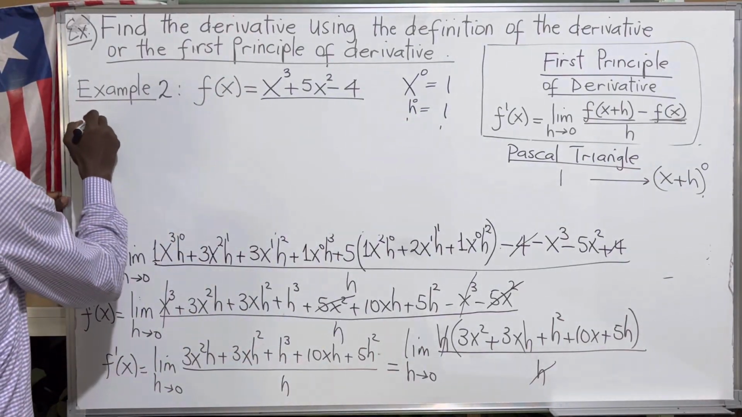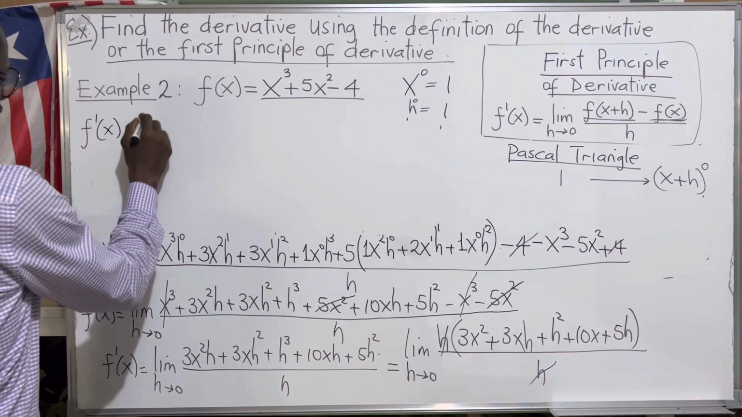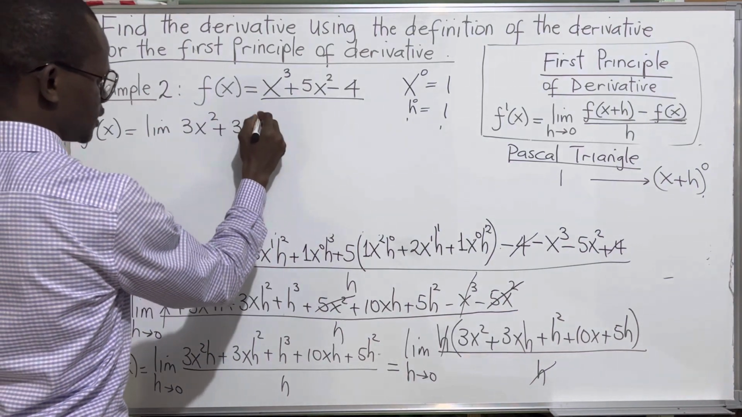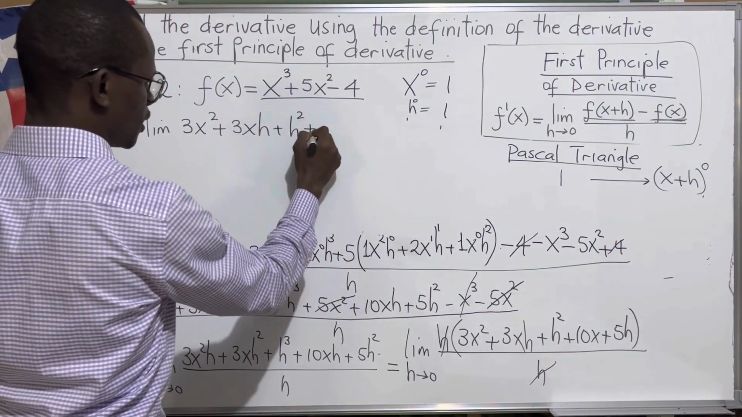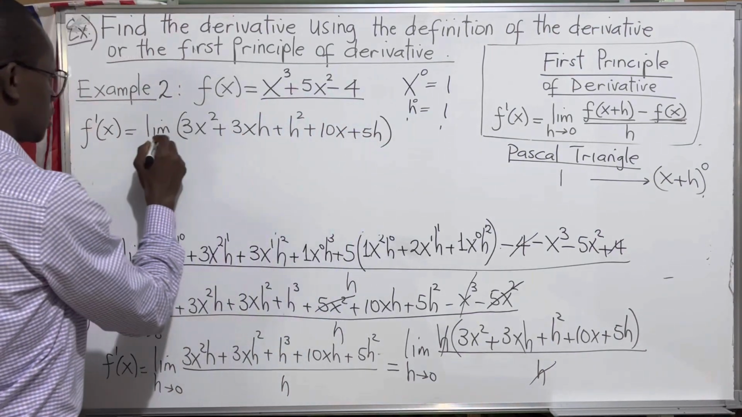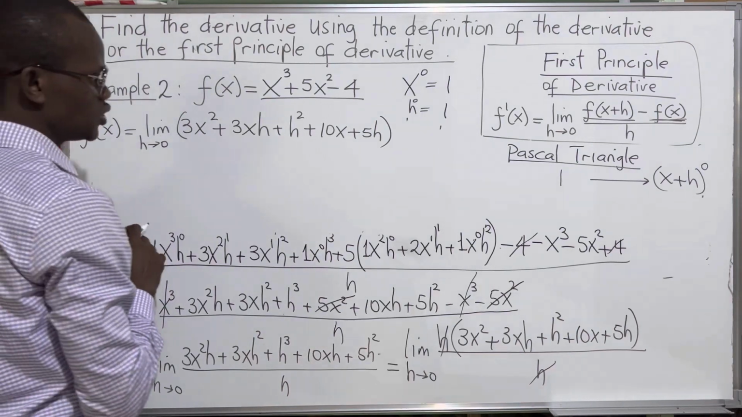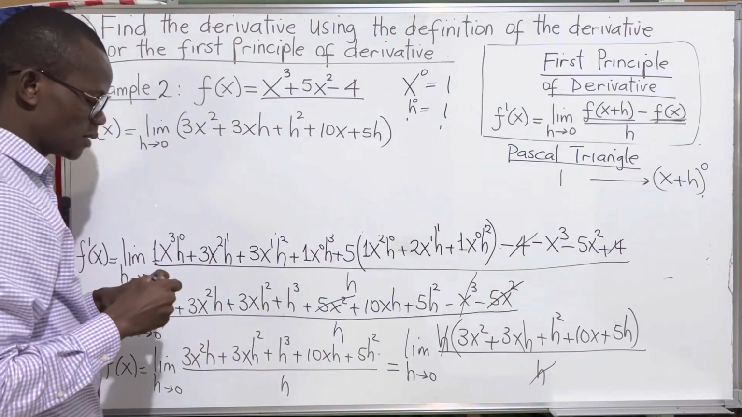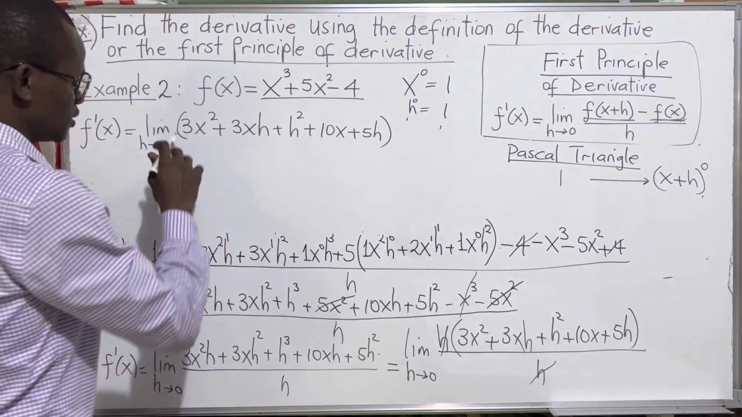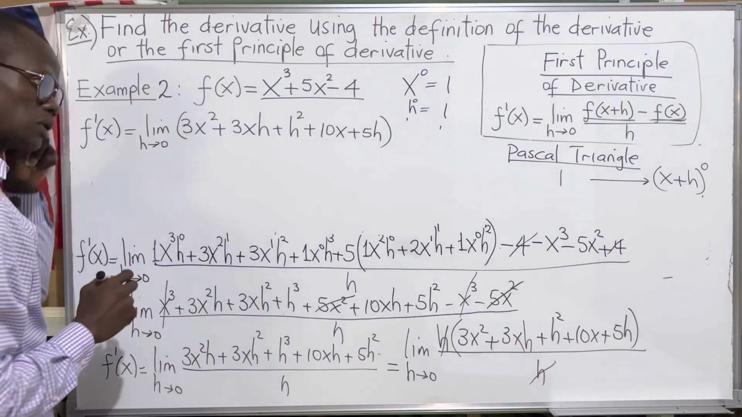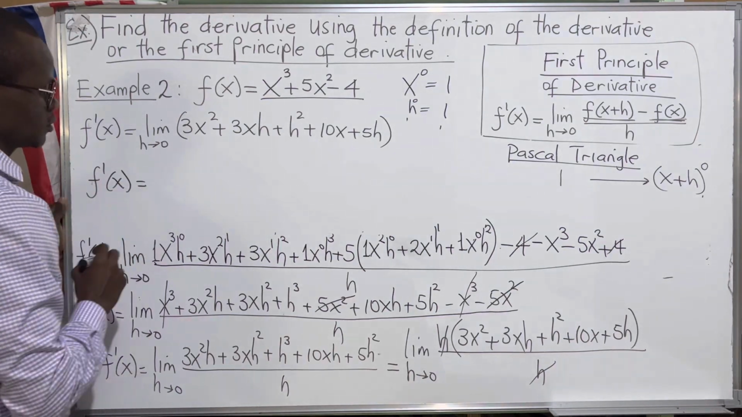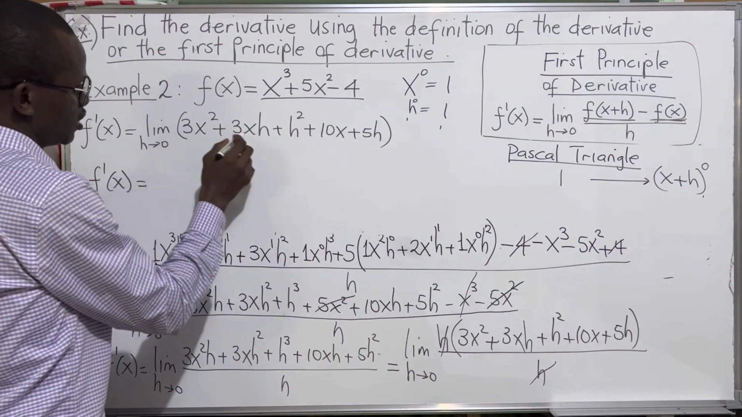So we can now say f prime of x is equal to the limit of 3x squared plus 3xh plus h squared plus 10x plus 5h as h approaches 0. Since there is no denominator now that will take the problem to infinity after we apply the limit, we can now apply the limit because this is the limit of a polynomial function. So if we apply the limit now, we have the derivative of the function. Anywhere we see h, we replace it with 0.